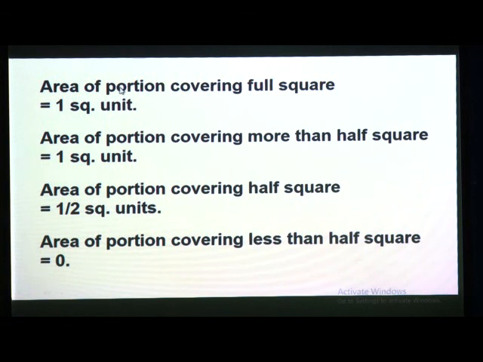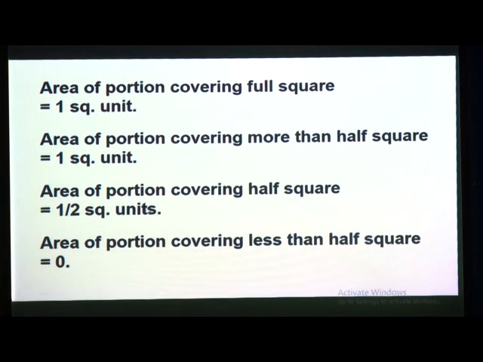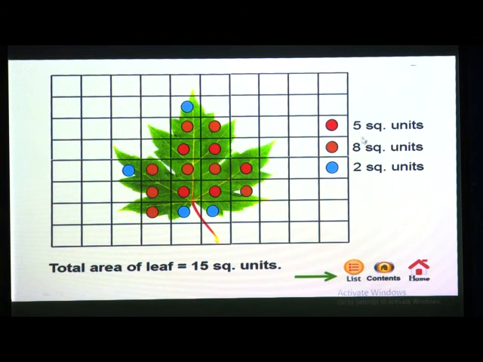So there are some rules. Area for a portion covering a full square, we have to use 1 square unit. Area of a portion covering more than half a square, we have to use 1 square unit. Area of a portion covering exactly half a square unit, and a portion covering less than half a square, we have to use 0. You can see here.